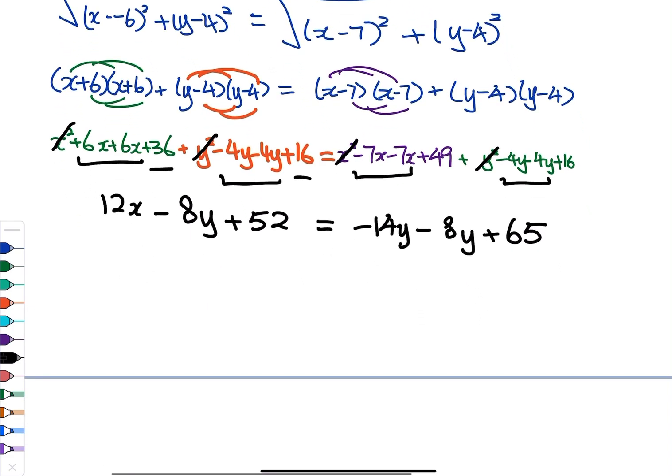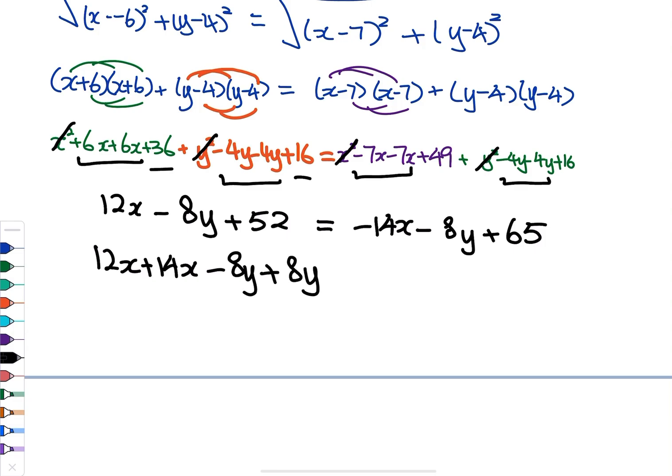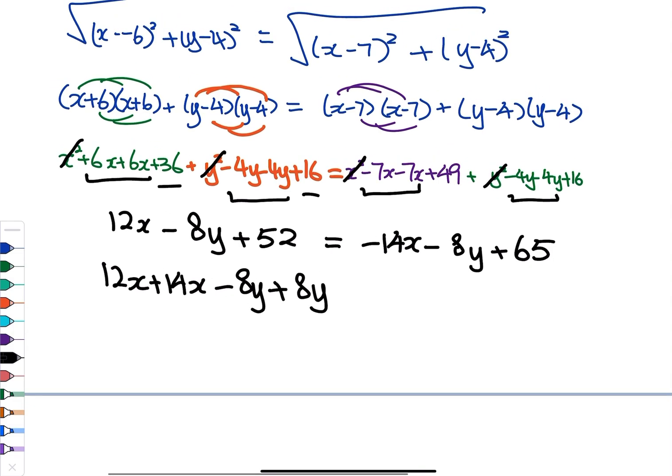And then put everything on one side. Oops, did I do something wrong? Yes, I did. It should be x here. 12x plus 14x, minus 8y plus 8y. We have something else on both sides. Sometimes it happens. You have negative 4y and 16, negative 4y and 16, right? You could have done that so much easier, but since we did not do it that way, it's also okay, of course. So let's continue.